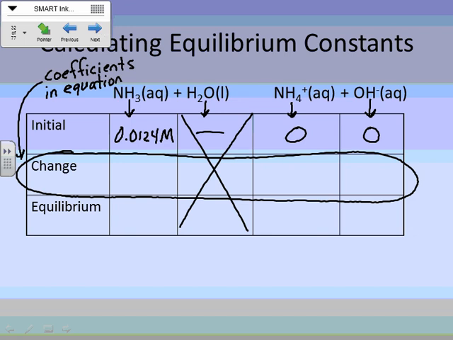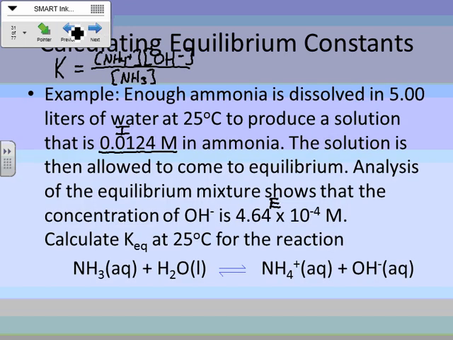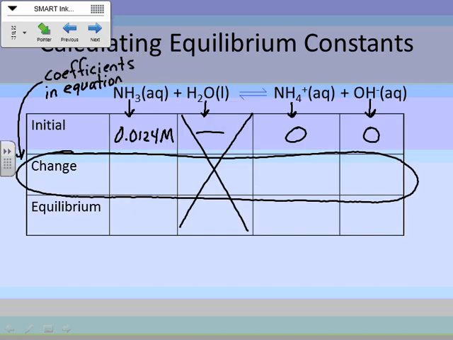So let's look back over here at what they're telling us. They're telling us the concentration of the OH- at equilibrium is 4.64 times 10 to the negative fourth. So the equilibrium concentration, 4.64 times 10 to the negative fourth molar. Doesn't completely fit. So what was the change in the OH- concentration? It was this, right? So it changed by plus 4.64 times 10 to the negative fourth molar.